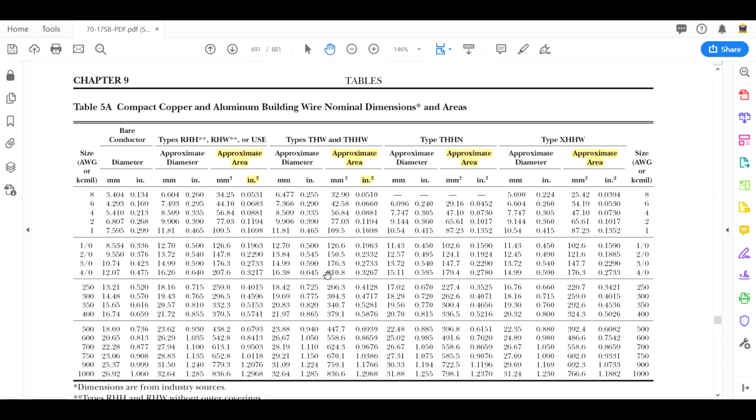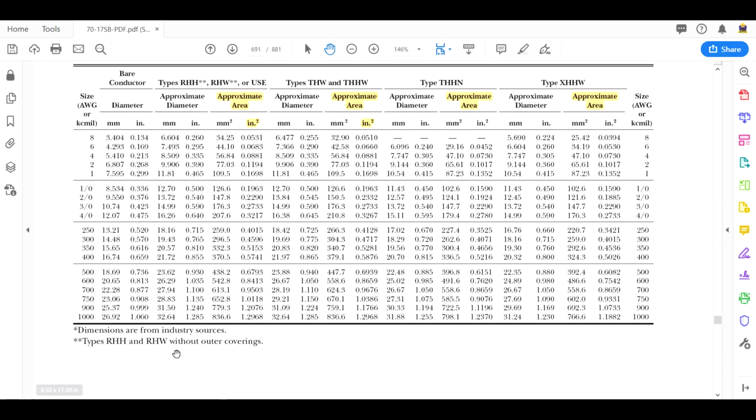So again, this table right here differs from Table 5 because this is dealing with compact copper and aluminum, okay? So I'd probably highlight that if I was taking an exam, just to kind of trigger that for me, all right? So that's telling you. Again, also remember you have this little thing about without outer covering as well. So mainly keep that in mind if that's what applies, okay?